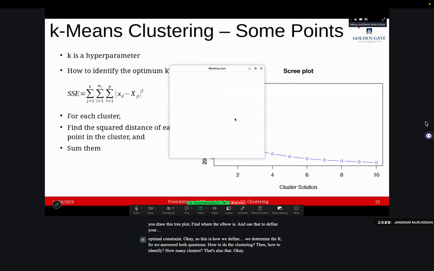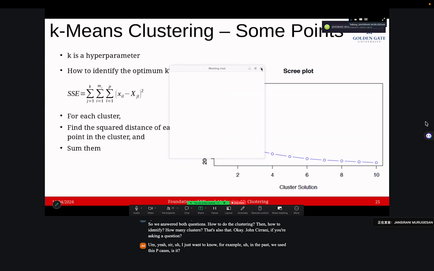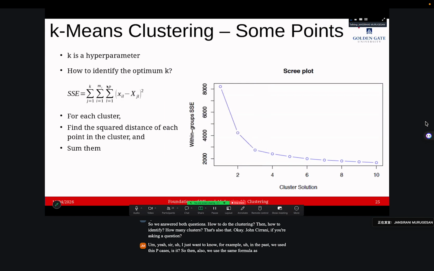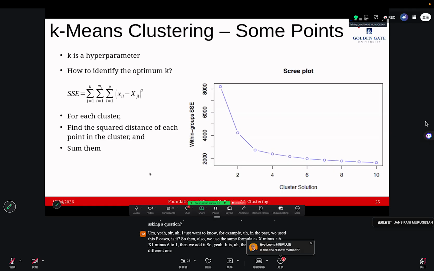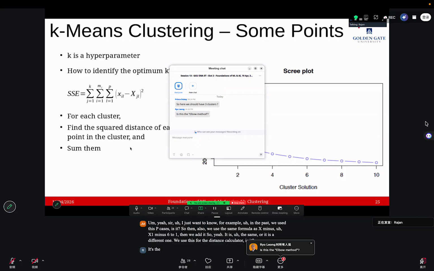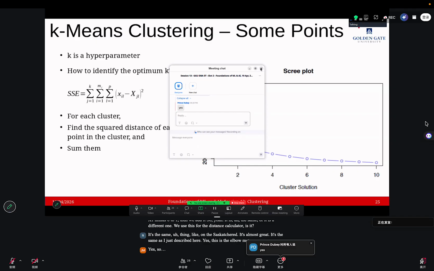John Sirani, if you're asking a question. Yes, sir. I just want to know, for example, in the past we used this P cases, is it? So there also we use the same formula as x minus x1 minus x2, and then we add it. So it is the same or it is a different one? We use this for the distance calculator, is it? It's the same thing like a distance calculator. Sum of squared. It's the same as a distance calculator. Yes. Because this is the elbow method. Yes. Okay. Thank you, sir.